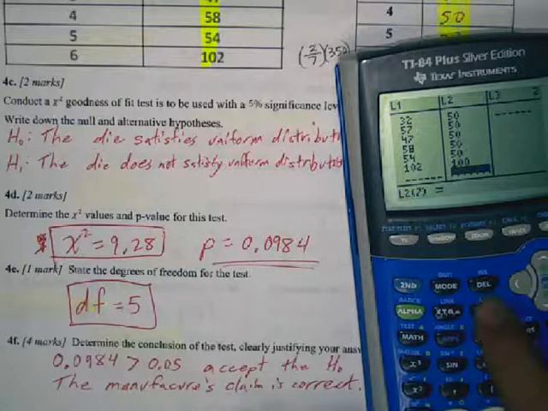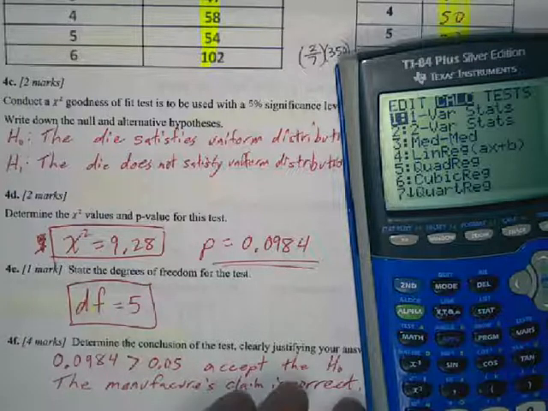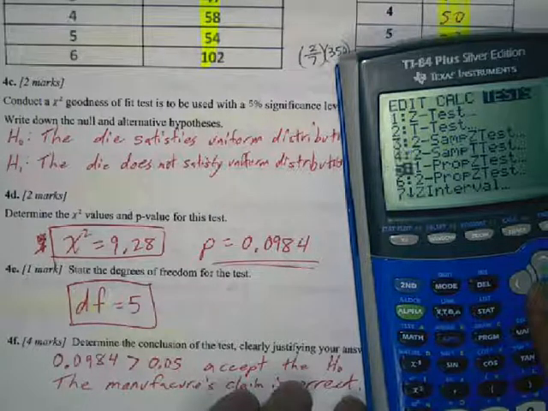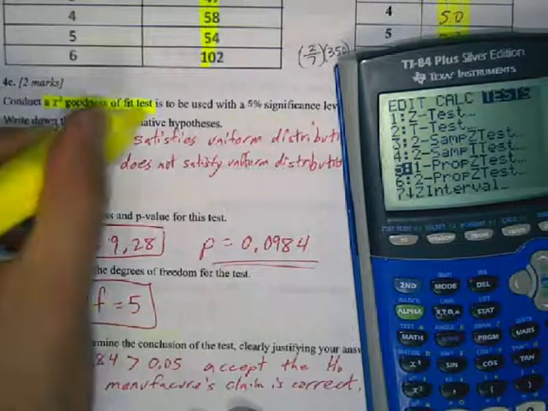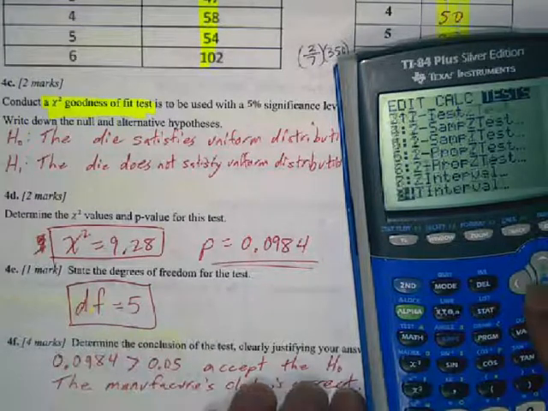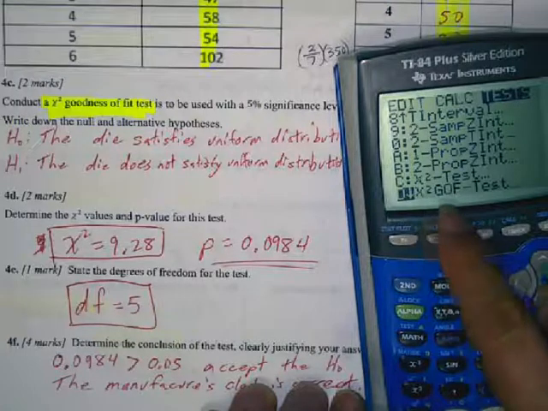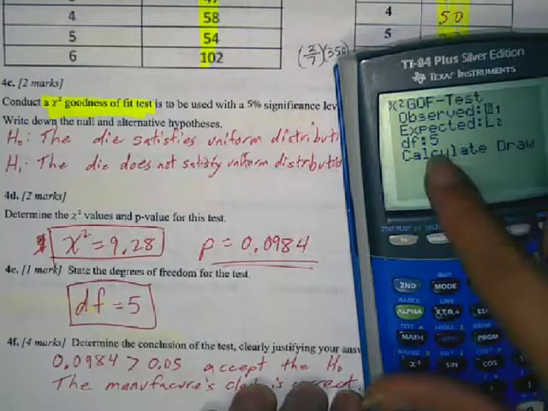Okay, stat, arrow over to calc, tests. We're doing a goodness of fit test. So when you're doing a goodness of fit test, you have to arrow down all the way to chi-squared goodness of fit test. Enter. L1, L2, degrees of freedom.